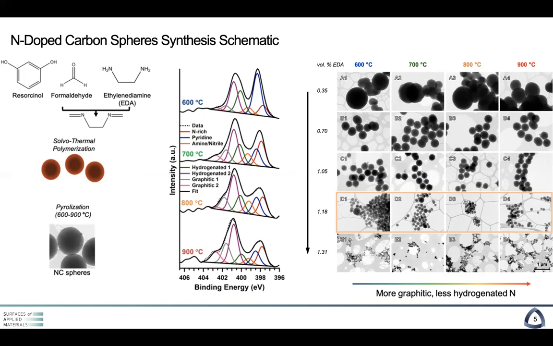And then on the far right, we have our table. We can see all the different ways that the nanocarbon spheres will look at different temperatures and at different volume percents of EDA. As we increase the percent volume of EDA, we also increase the amount of nitrogen that is present in our sample. And as we move from a lower to higher temperature, we also have more graphitic and less hydrogenated nitrogen.